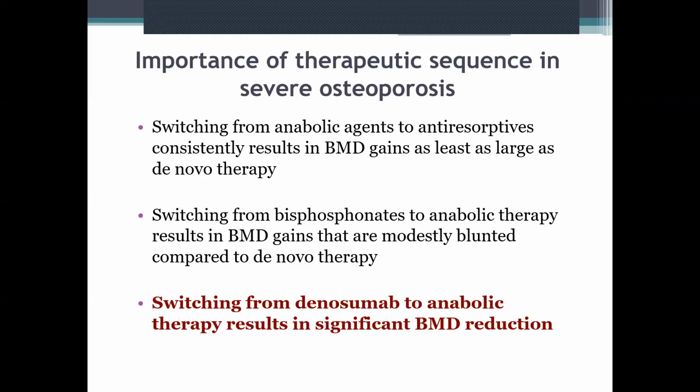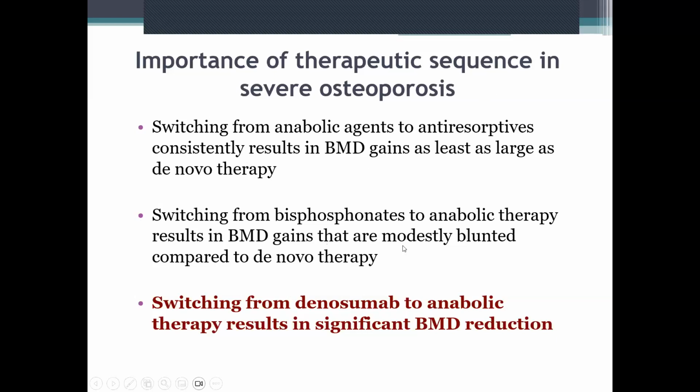But these are groups of patients whom you might want to consider specialist intervention earlier. In some instances, we are able to get approval, at least, or funding for these patients, either through our institution or some form of funding to start them on an anabolic agent first, rather than to wait for a new fracture to happen. Now, when you switch from bisphosphonates to anabolic therapy, you can have BMD gains, but they are modestly blunted compared to de novo therapy.